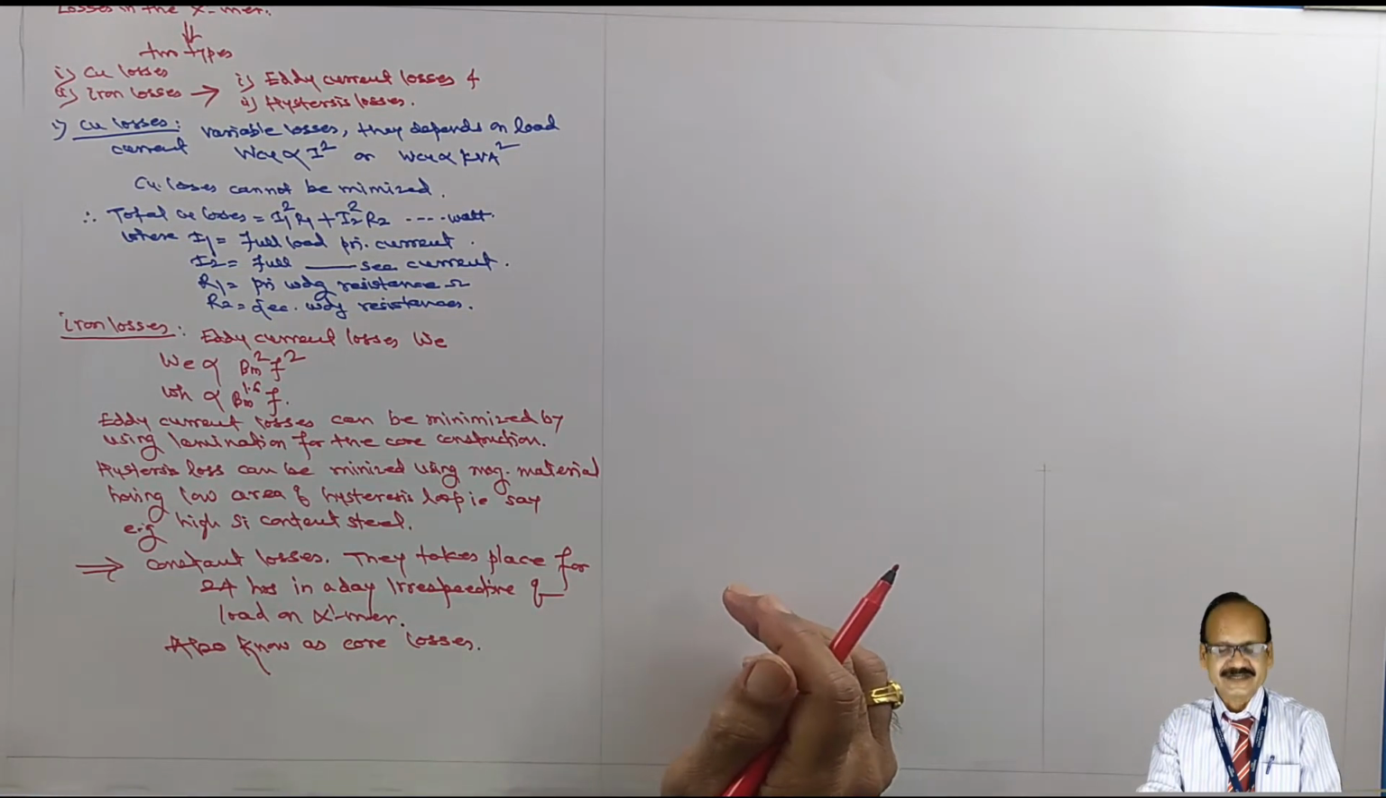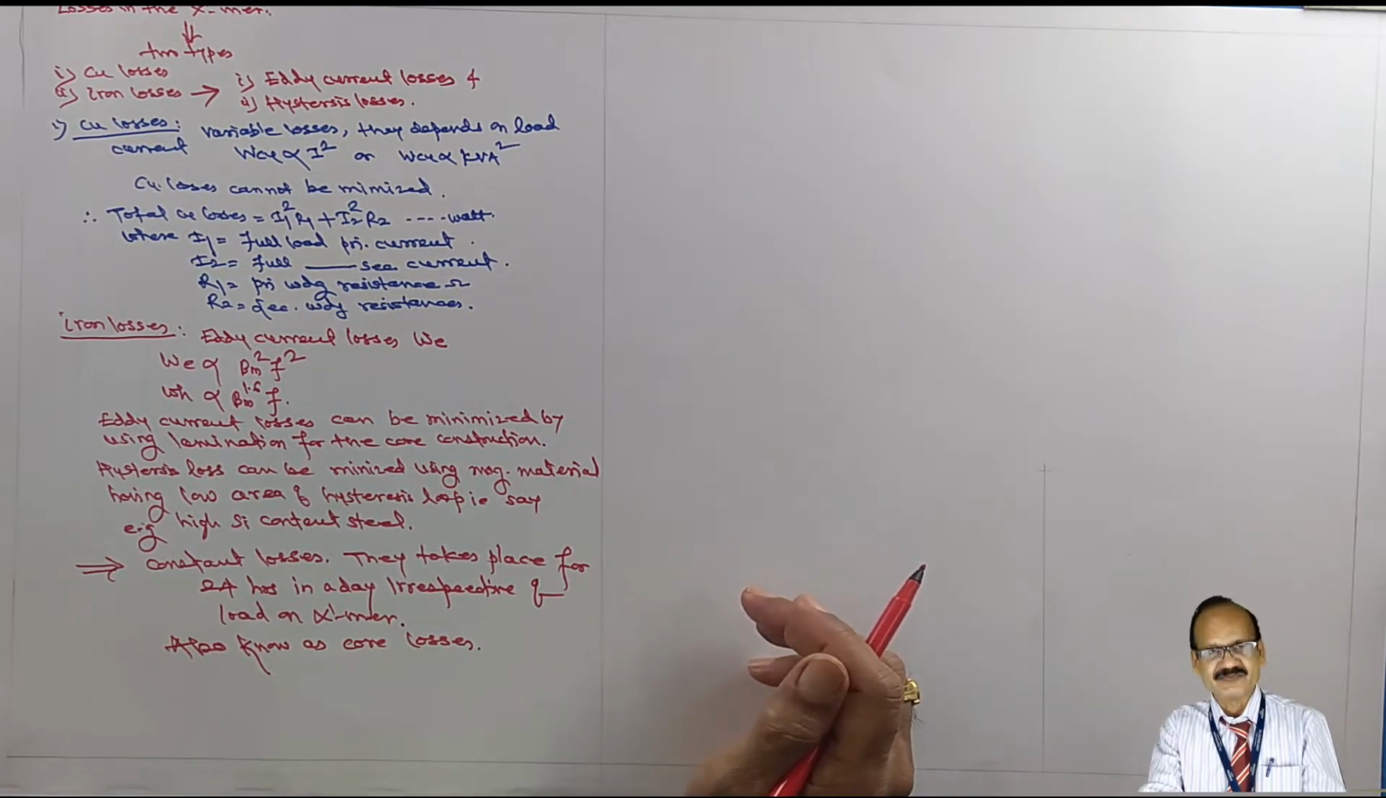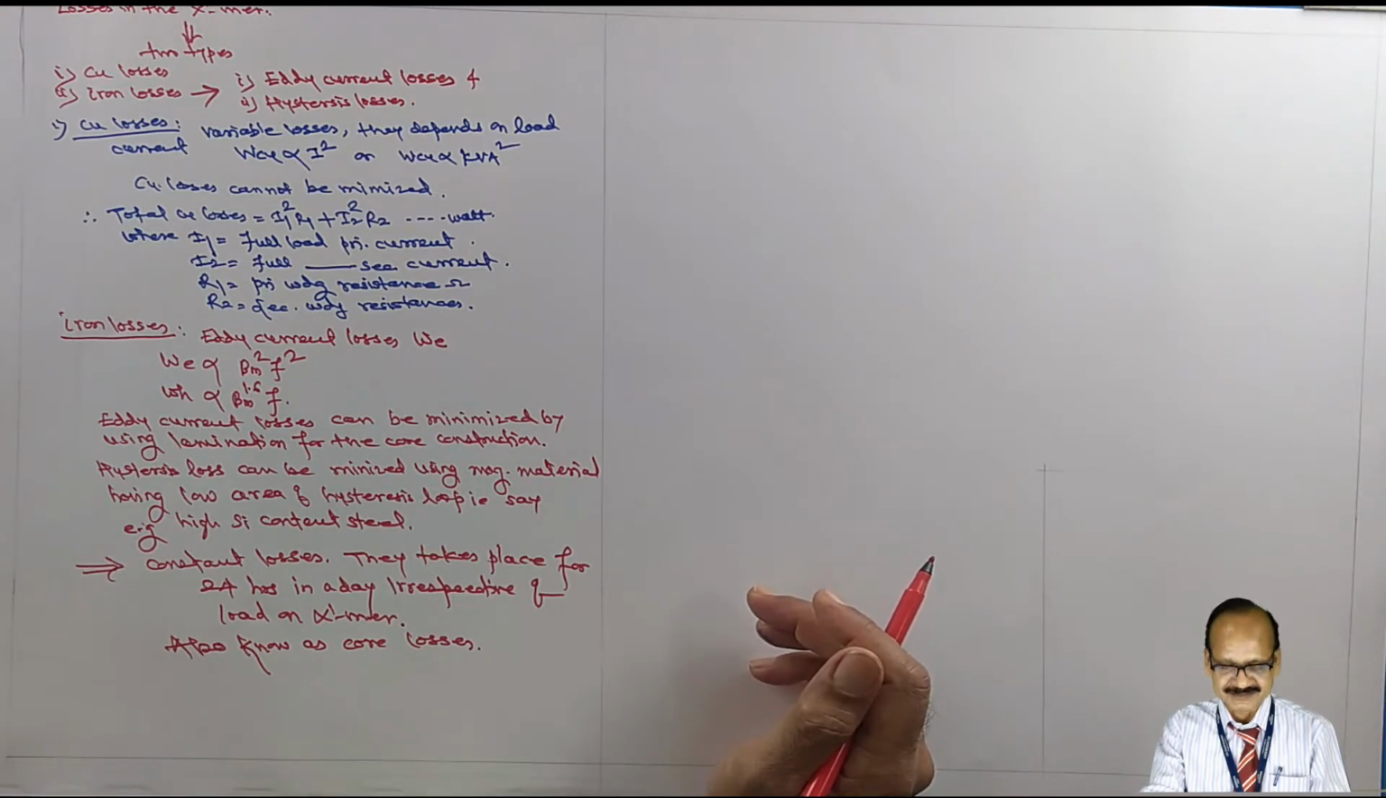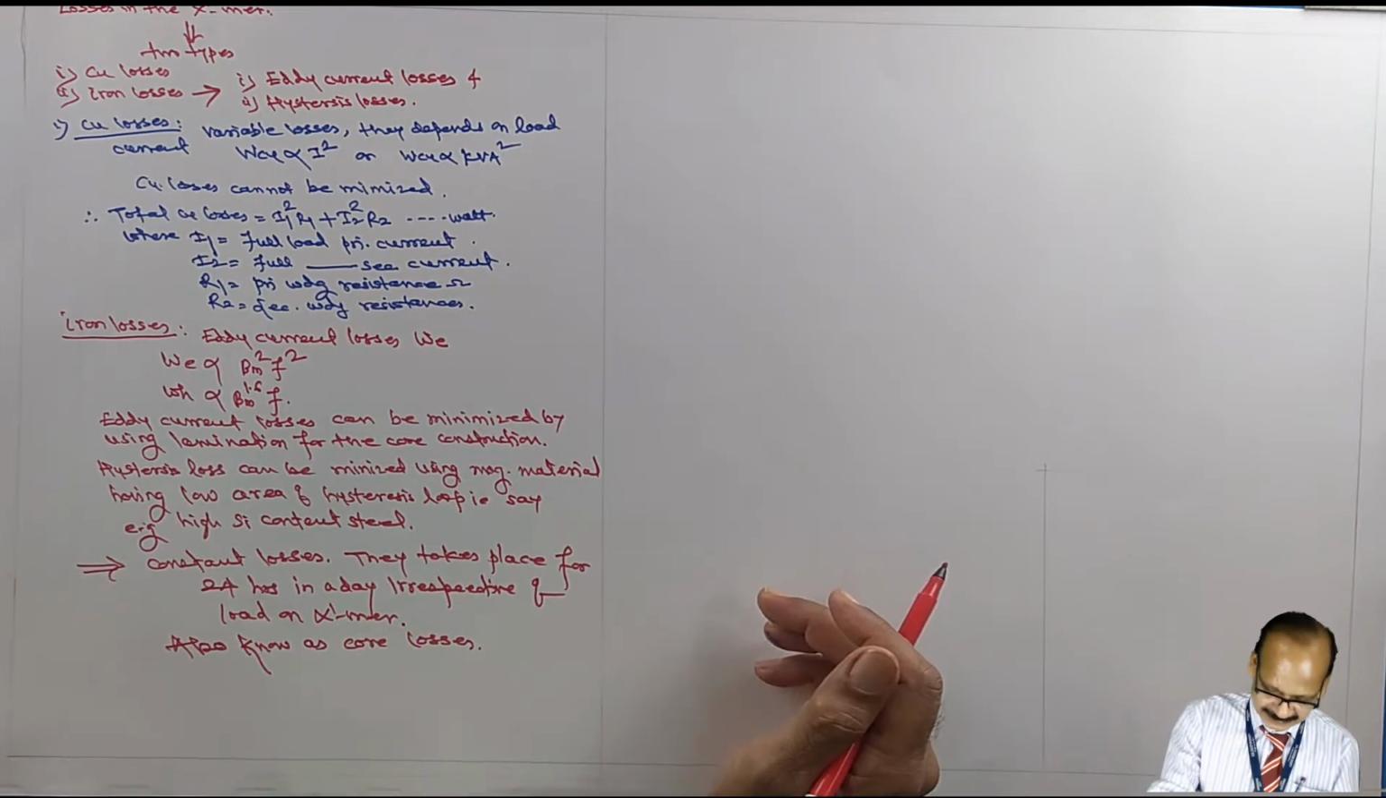For an energy efficient transformer, see, copper losses cannot be minimized. Therefore, in order to increase the efficiency, it is obvious that the iron losses should be minimized. So by using various good quality materials, we can reduce these constant losses, also known as core losses or iron losses, and efficiency can be increased.